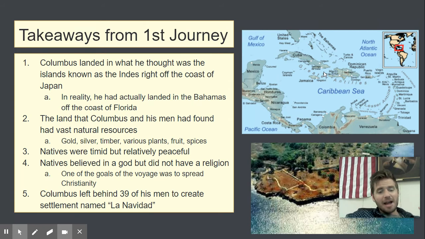Lastly, Columbus left behind 39 of his men to create the settlement La Navidad. And this is where we begin to realize that this is not just about exploitation or colonization for exploitation, but colonization for settlement. Difference between the two. Settlement, again, you're talking about something permanent. Exploitation, you're talking about taking the goods, the resources, sucking that place dry and then getting out. So we do see, especially at the beginning of the second journey, how that settlement aspect is going to be rather important.